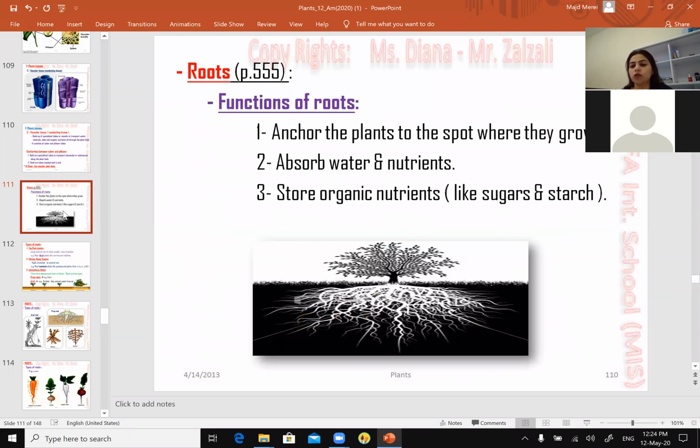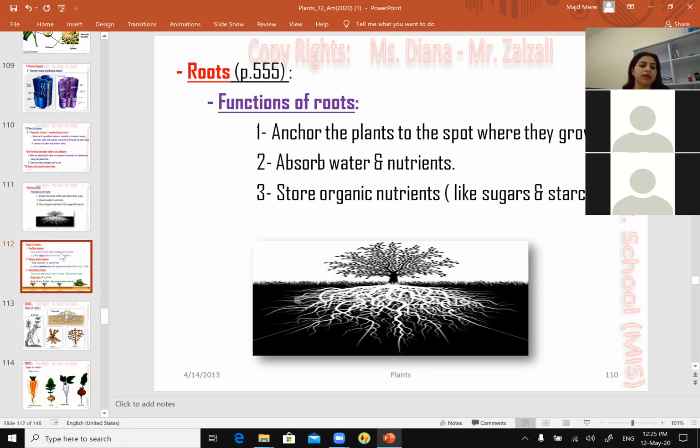What are the functions of roots? Salah, can you read the functions? Yes, Miss. Functions of roots. Number one, they anchor the plants to the spot where they grow. Number two, absorb nutrients. And number three, store organic nutrients like water, sugar and starch. Thank you. Okay, thank you very much.